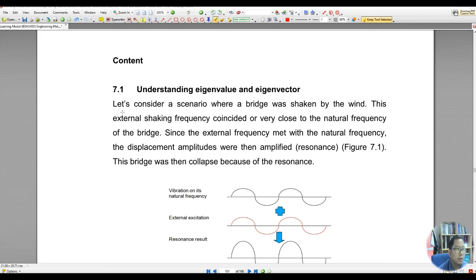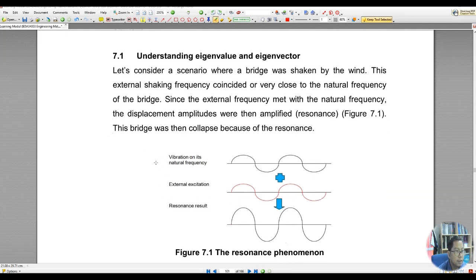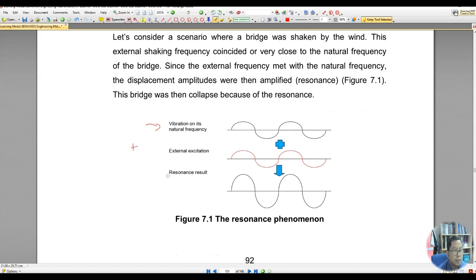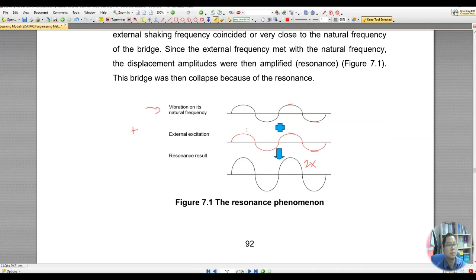Okay, the content: 7.1 is about understanding the eigenvalue and eigenvector. As you can see here, the vibrating system on its natural frequency is like this, plus the external excitation, where the result will be higher, the resonant result. So if the vibration and the external excitation are in the same amplitude, same value, it will cause you double, 2 times. So this is the resonance phenomenon.